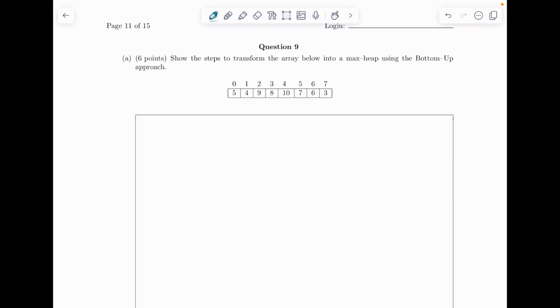Final question. Show the steps to transform the array below into a max heap using the bottom-up approach. So just a quick recap of what heaps are. They're basically just array representations of trees. So what this array means, if we were to convert it into a tree, it would look like this, where 5 is the root, and then we have 4 and 9 as its children.